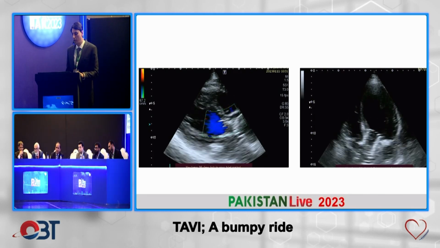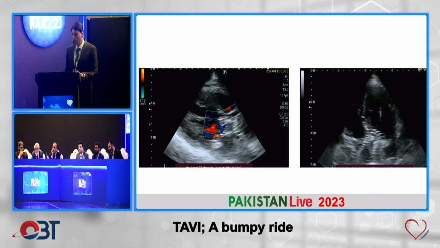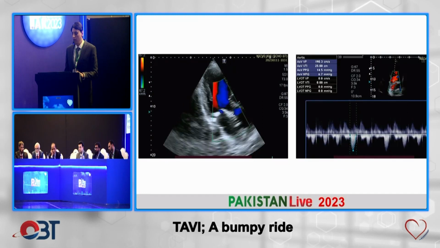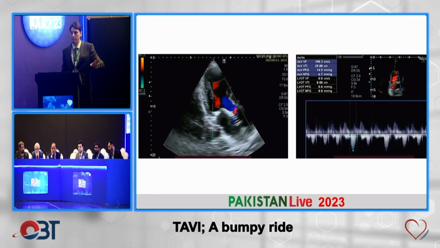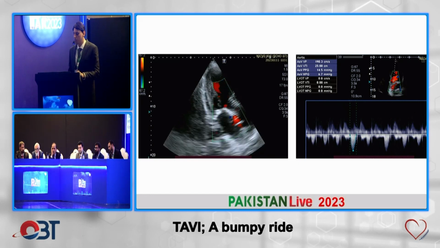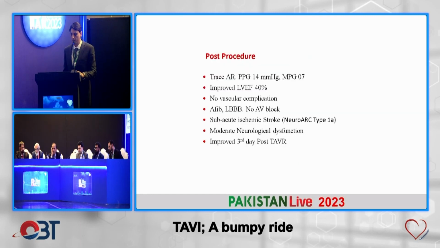Interestingly, and most importantly, there is a trace AI. His LV improved immediately from 25% at baseline to 40%. The mean gradient was 7. Post-procedure, there was no vascular complication; the patient had the same atrial fibrillation and left bundle branch block, and there was no AV block. But as the patient had a baseline AFib, we went excessive with the pre-dilation.